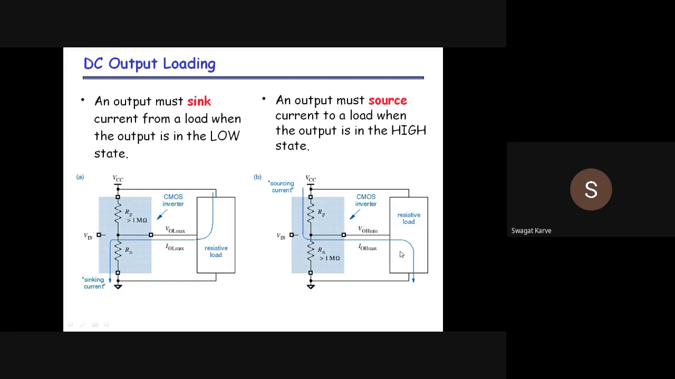The thing to remember is, source means to provide, right? So the output will provide the current to the load, that is the source. And sink means what? The output will take the current out of the load, that is the sink case, right? In case of source, the output provides the current, and in case of sink, the output takes the current from the load and grounds it. So this is the DC output loading.